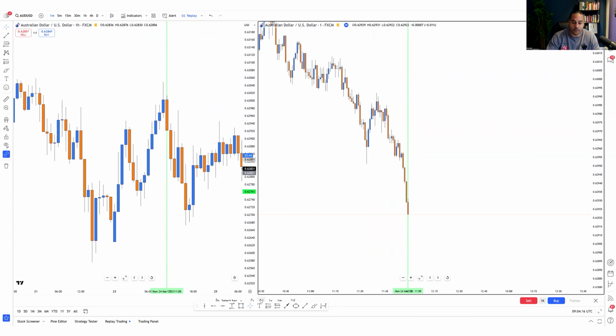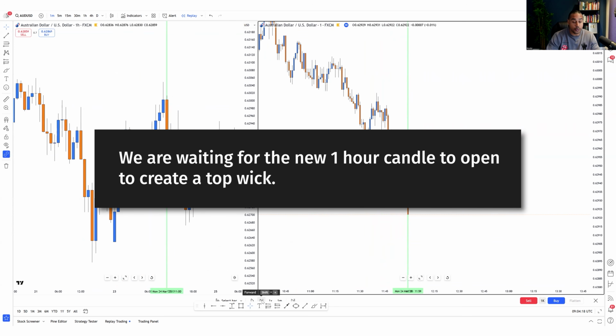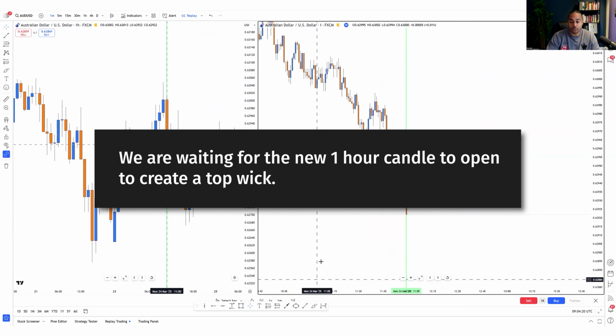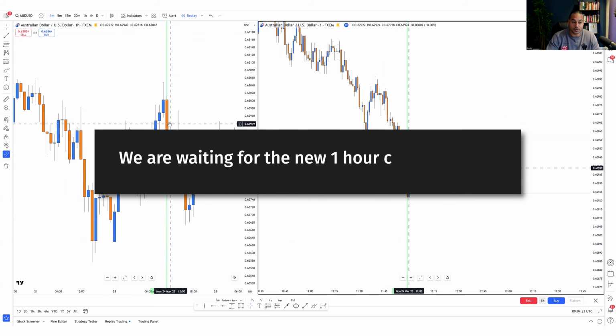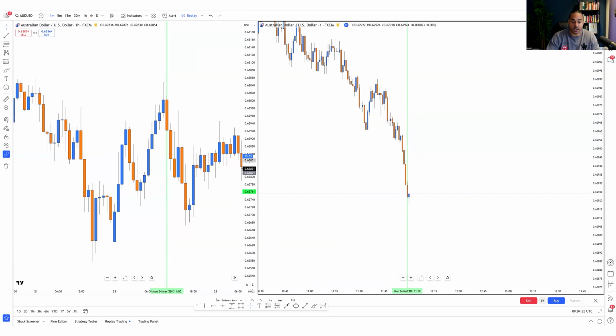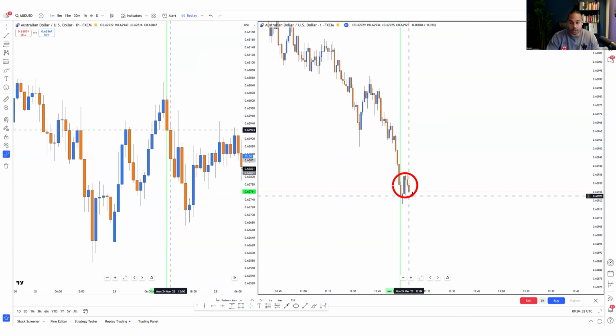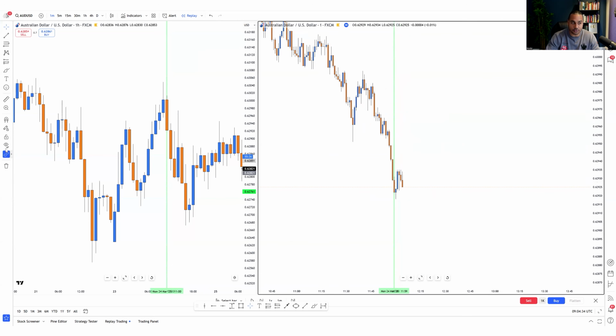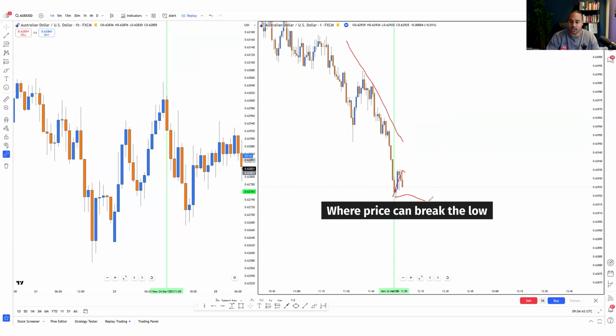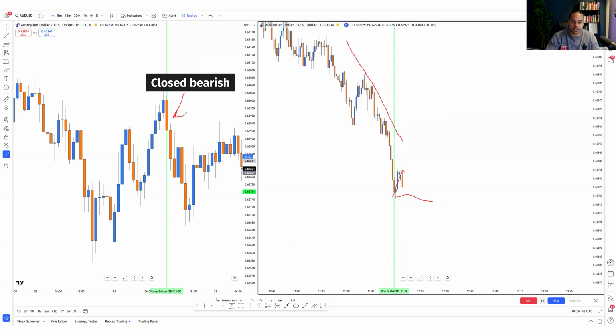Now, what are we waiting for? We are waiting for the new 1 hour candle to open to create a top wick. So now this is closed bearish. We anticipate this to go bearish. So what we're waiting for here is for price to create a top wick. Here we go. So now we not only have a downtrend, we have an illustration of price being bearish. We have a lower high formation. We have an area in the market where price can break below. We have the previous candle that has closed bearish in anticipation for the next candle to continue bearish.